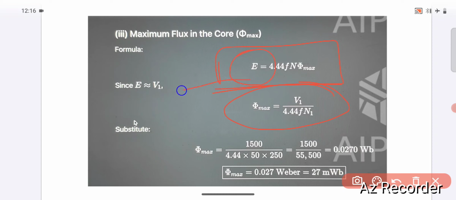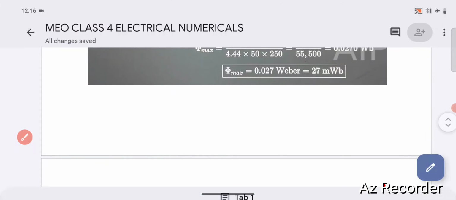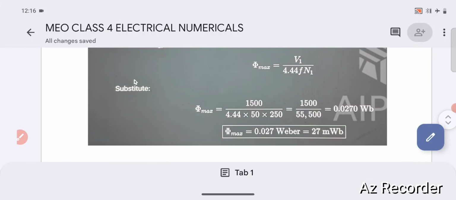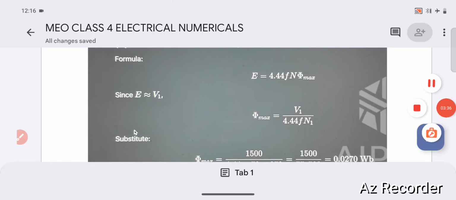Here E is the induced EMF, which we can take in the primary coil. Similarly, N1 is the number of turns in the primary coil. F is the frequency. By using this formula we can calculate phi max. When you put in all the values, you can find this value. So here we calculated all the things. Thank you.